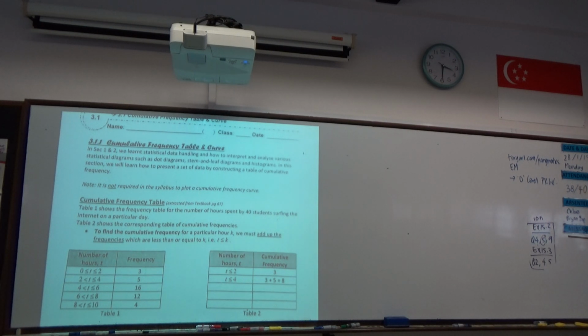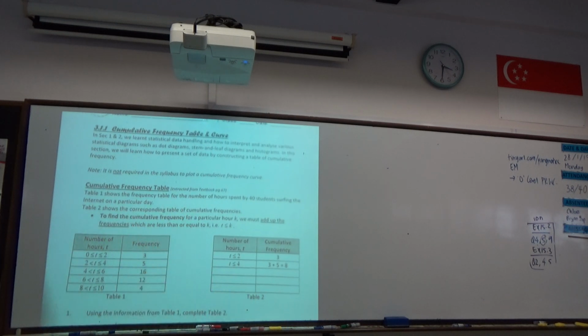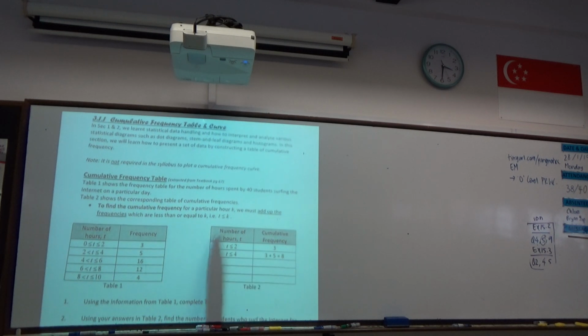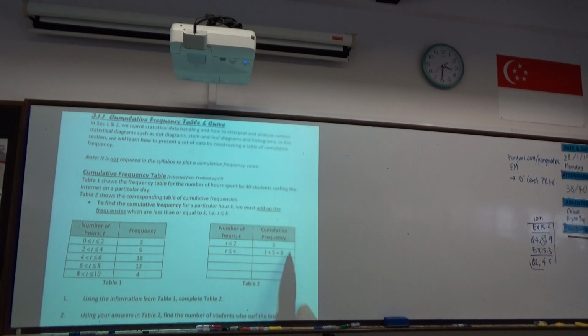So let's first look at this. A cumulative frequency table. It has the headings number of hours and cumulative frequency. Based on the meaning of the word cumulative, what does that mean? It adds up, right? That is the whole idea we have for a cumulative frequency table.